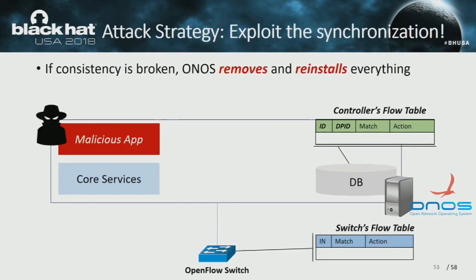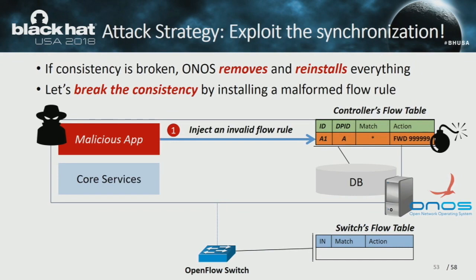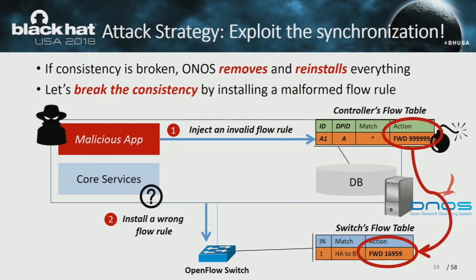But the interesting point here is that if ONOS thinks that the consistency is broken, ONOS removes and reinstalls every installed flow rule of the switch. So we can break the consistency by installing a malformed flow rule with an invalid value. Here, the malicious application again installs an invalid flow rule to the controller's flow table, and the flow rule has a big integer value that can be overflowed. Now the controller builds the flow rule and sends it to the switch, but here the injected integer value is overflowed, so it is converted into a different one.